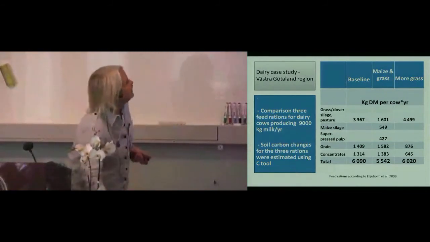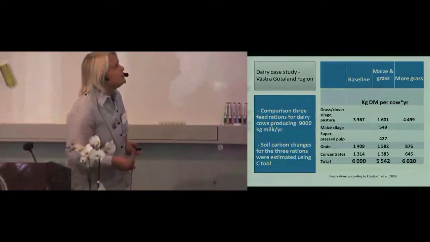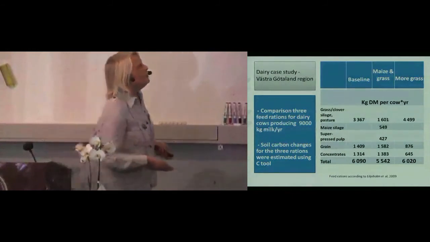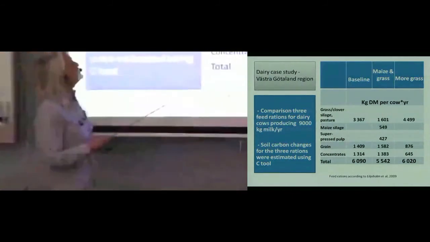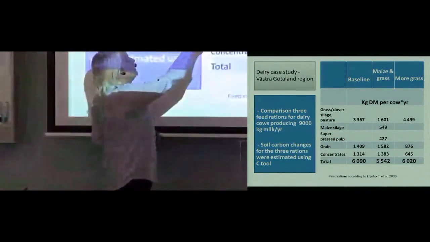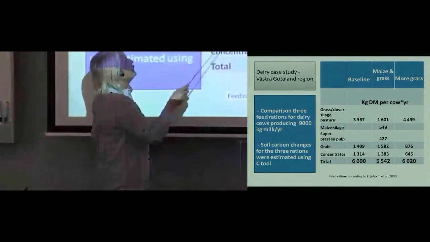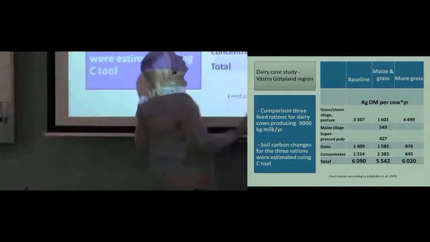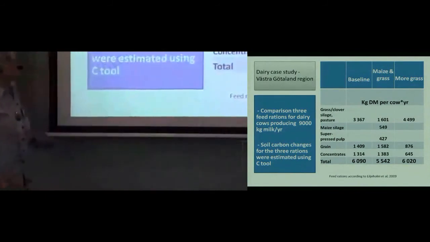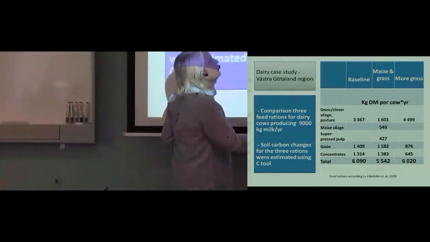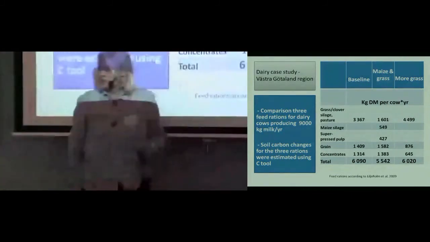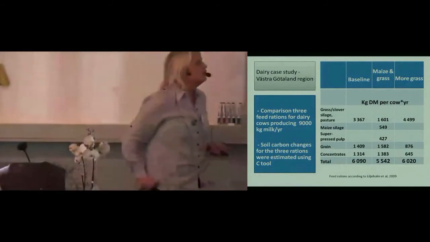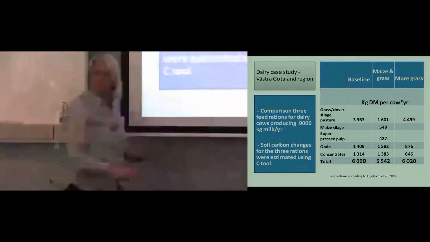And here we were comparing to see if there are some major impact on soil carbon when we look at different types of feed diets. And here would be some type of baseline where we have about 60% of the feed, dry matter, coming from grassland. This is an alternative where we replace some of the grassland with maize silage and also some byproducts from the sugar industry. And then we have this third option where we put more grass into the diet, the good grass, and then we can reduce grain and concentrates a bit.